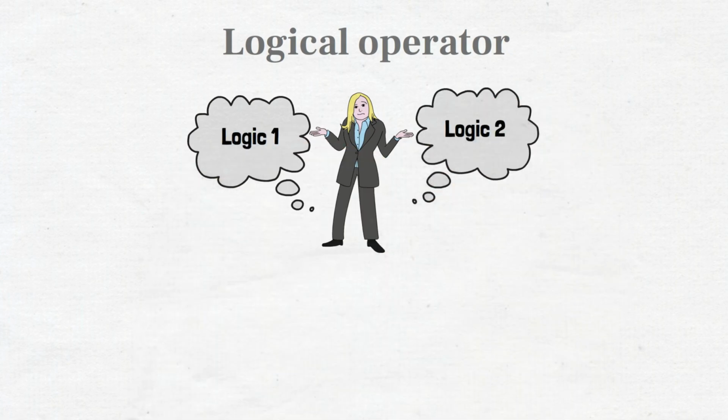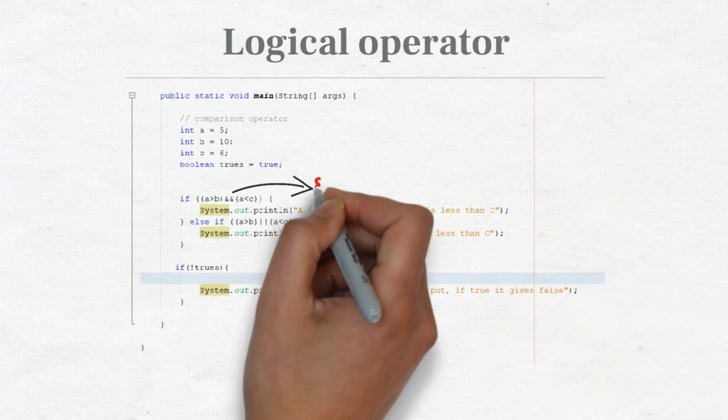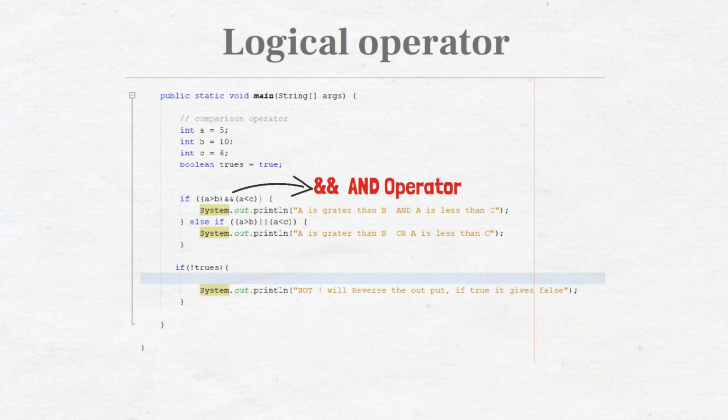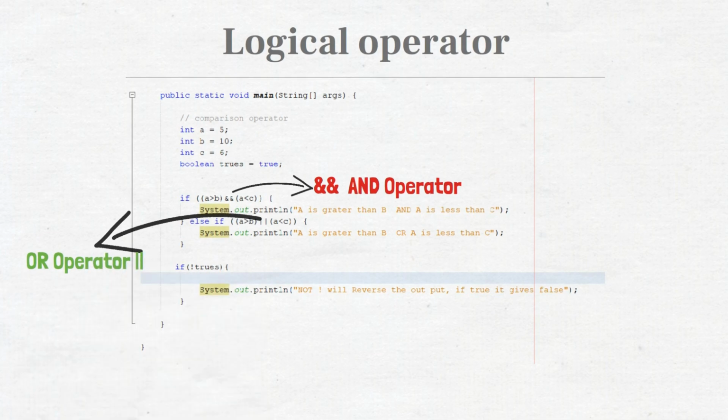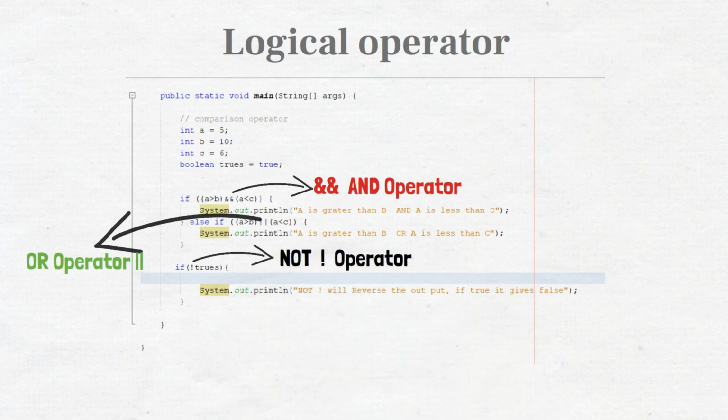Here you can see the and operator, this compares the two logics: a greater than b and also a less than c. Condition will be true only if both logic conditions are true. Or operator, compares the two logics: a greater than b or a less than c. Condition will be true if any one of the logic is true. Last one is not operator, it reverses the output.